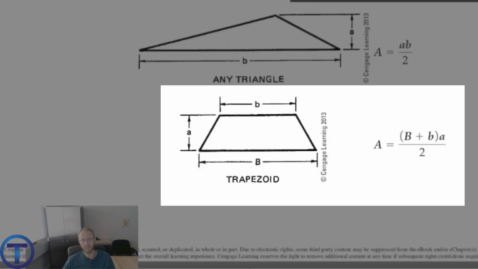A trapezoid is different because it has a long side, a shorter side, and some angles connecting those. Let's call the long side capital B, the short side lowercase b, and the height of that A. To get the area of a trapezoid, we take, in parentheses, capital B plus lowercase b times A and divide it by 2, and this is going to give us the area of the trapezoid.